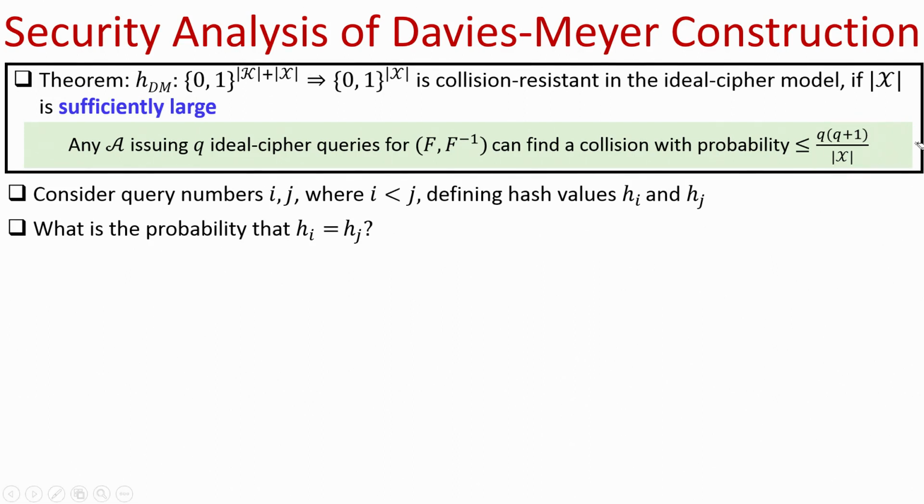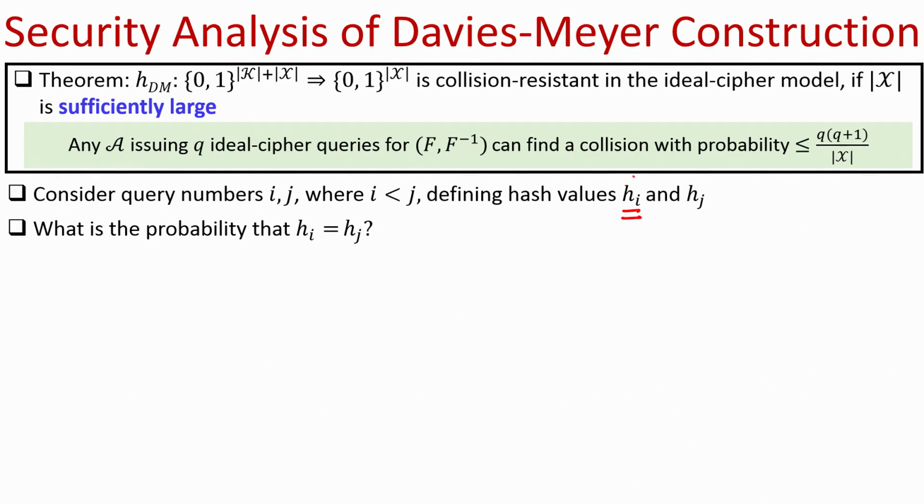So, what we are going to do here is we consider the query numbers i comma j, where i is less than j. That means, assume that the adversary has already made j minus 1 queries altogether to the combined F and F inverse family, and now he is making the jth query. And any time he makes a query, the response gives him the value of the Davis-Meyer function on some input pair, as we had already seen in the last slide. So, if he is making queries to the F family, then based on the response he gets the value of the Davis-Meyer function on some input, and if he is making a query to the F inverse family, then again based on the response it gives him the value of the Davis-Meyer function on some input.